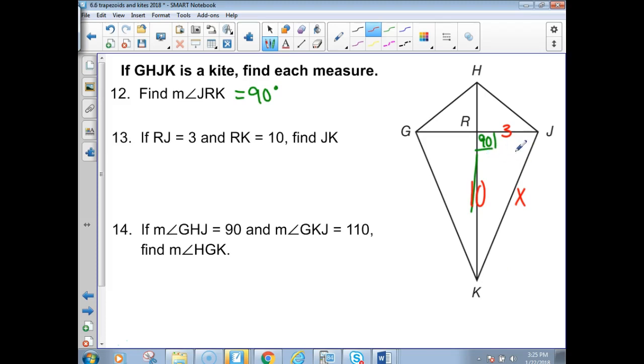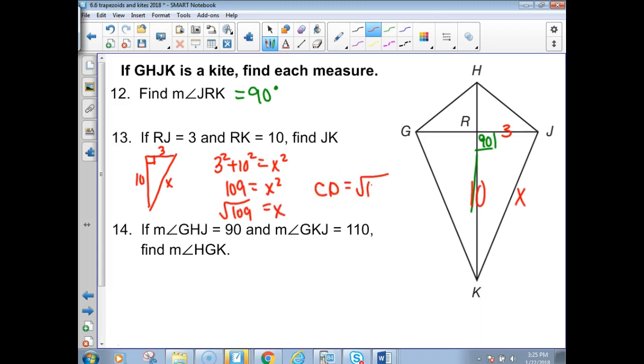So we've got a right triangle over here. This is 3. This is 10, and we want to find x. We're going to use the Pythagorean theorem. The x is on the hypotenuse, so we go 3 squared plus 10 squared equals x squared. It's 109. And then we take the square root of it to find our x value. So CD is the square root of 109, which is about 10 point something.